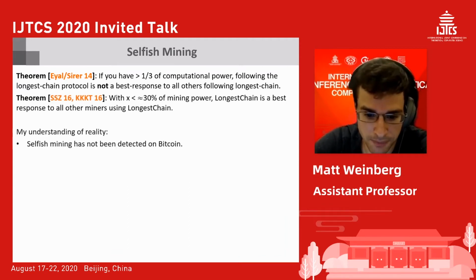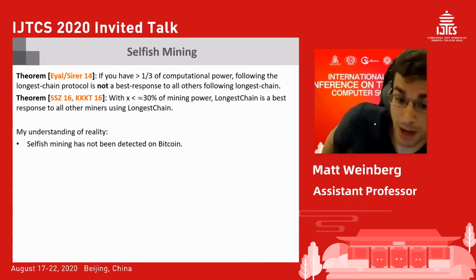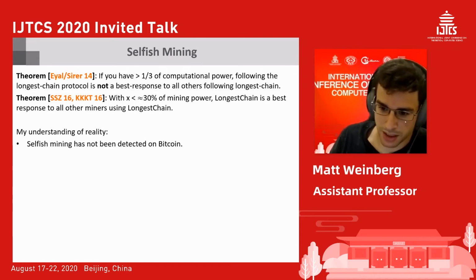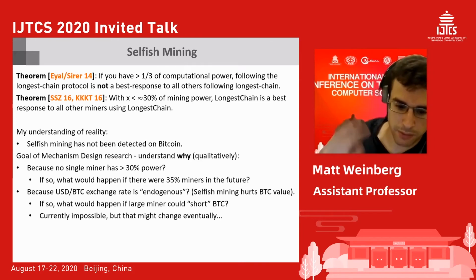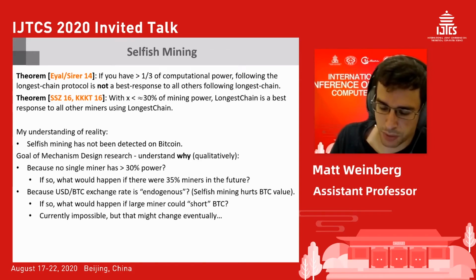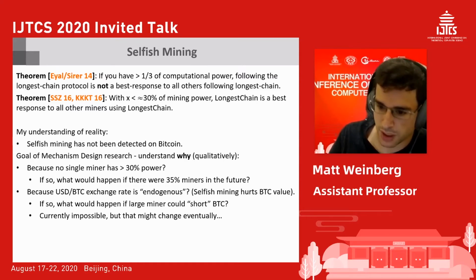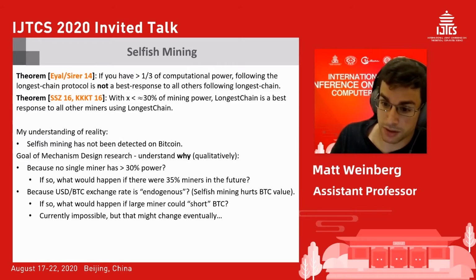Okay, so let me now try to say, why is this relevant for reality? So my understanding is that selfish mining has never been detected on Bitcoin. I've heard mixed stories about whether or not it's been detected on altcoins. I'm not claiming that it has, and I don't know that it has or that it hasn't. Now, the goal of this research is not to predict the downfall of any cryptocurrency that's vulnerable to selfish mining. That's not actually what I predict will happen. But I do think it's important to understand why. And I think that this line of research helps understand that.